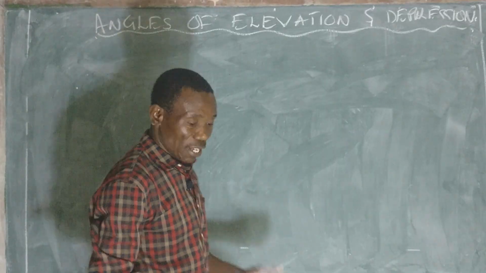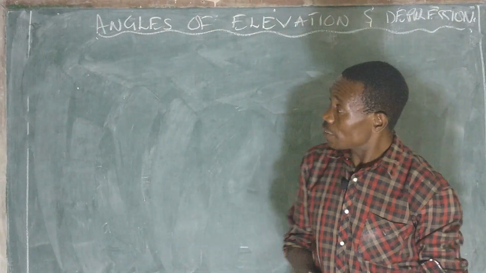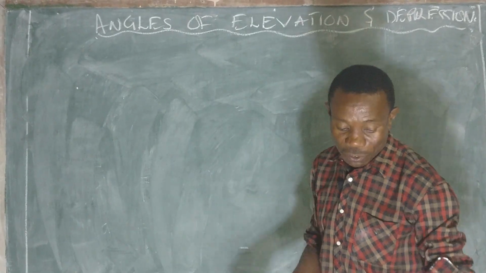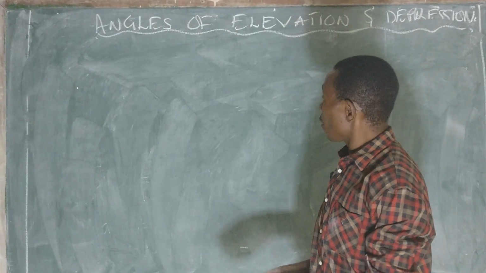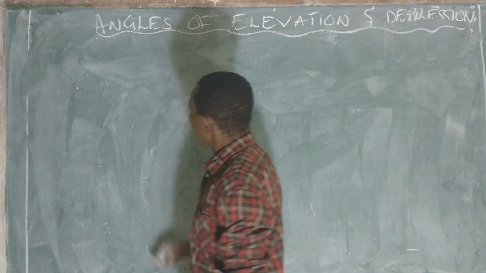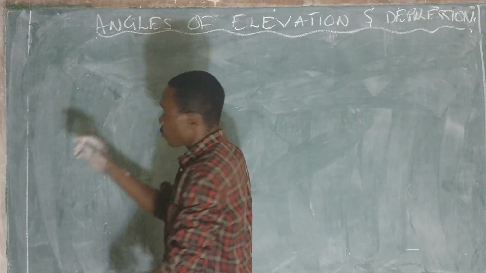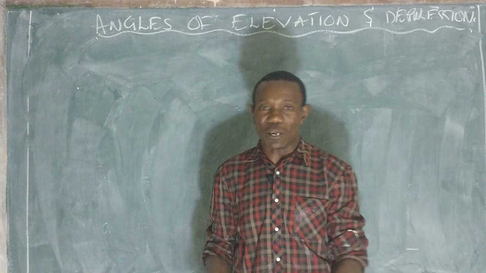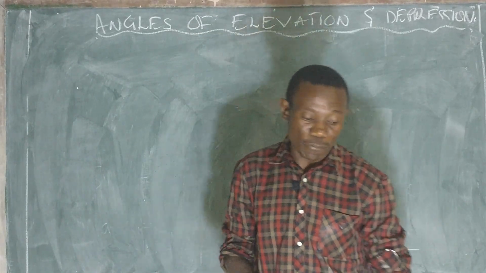This time around, I want us to take ourselves through the problems which need us to apply angle of elevation. Just to recap: angle of elevation is the angle that we use to see something on the top, and angle of depression is the angle that we use to see something downwards. So see what is there in the videos.